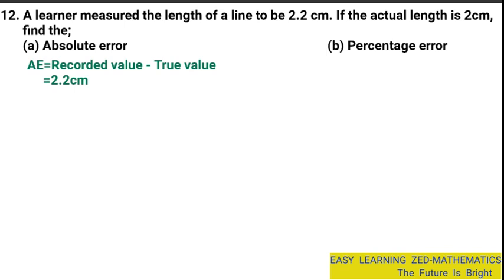Then we are going to subtract the actual length, which is the true value, which is 2 centimeter. Okay, then 2.2 centimeter minus 2 centimeter gives us 0.2 centimeter. So 0.2 centimeter is the absolute error. Now let's go to question B, which is percentage error. We are going to use this formula: percentage error, which I'm going to write as PE, is equal to relative error.